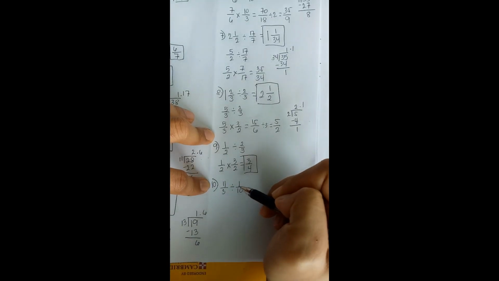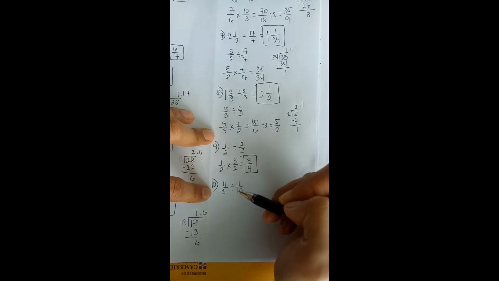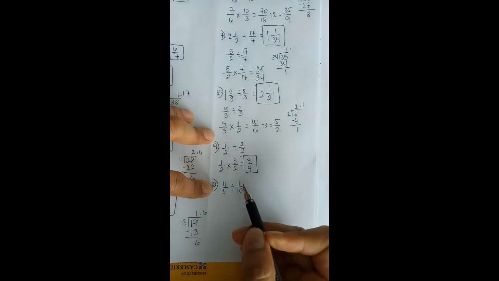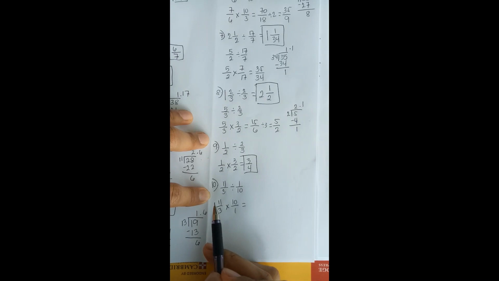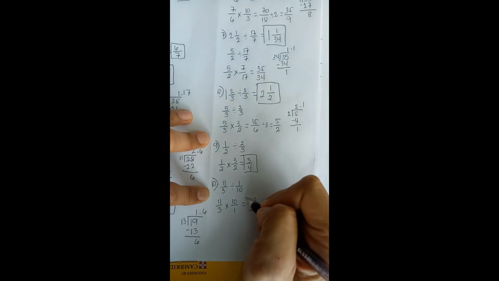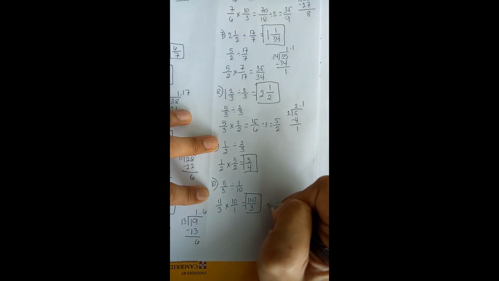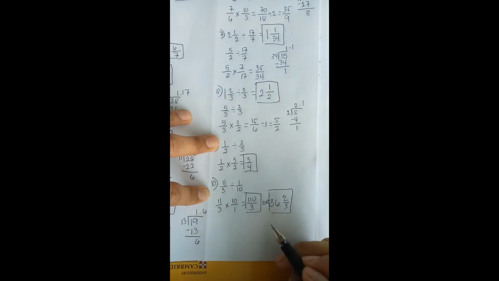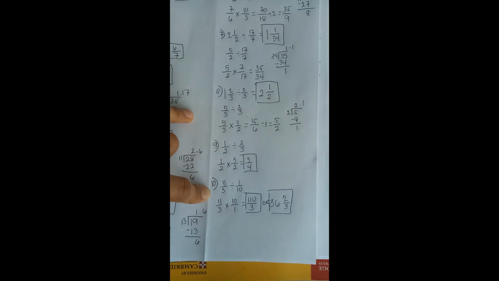Problem 10. 11/3 divided by 1/10. Flip one of the fractions and change the sign to times. Multiply numerators. Then you get the answer of 110 over 3. So it cannot be simplified, but this is an improper fraction, so you can convert it to a mixed fraction. But this answer I will accept. If you convert it to a mixed fraction, I will also accept this. 36 2/3 if you convert to a mixed fraction, so both will be correct.